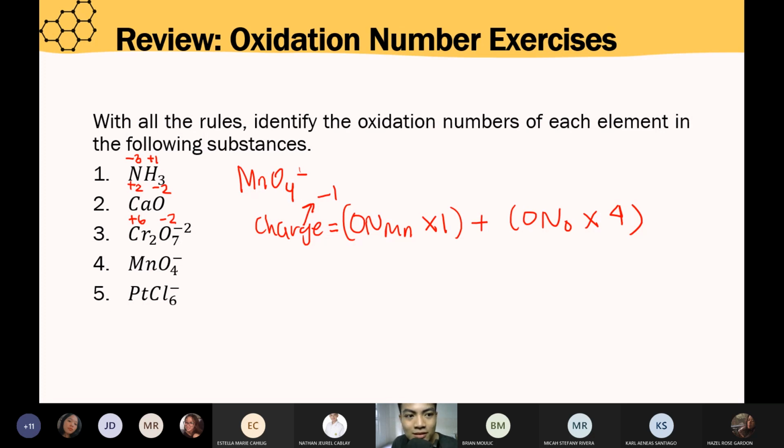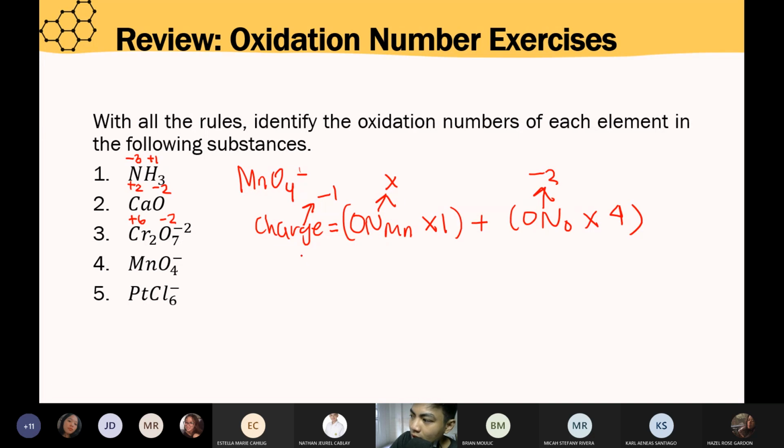Of the two elements, manganese and oxygen, sino may sinabi? Oxygen. Ano sabi sa oxygen? Rule number 6, oxygen, always negative 2. Okay? Yan. So, ibig sabihin, this should be negative 2. Ibig sabihin, walang sinabi about manganese. So, we will assume an unknown variable x, okay, as the oxidation number of manganese.